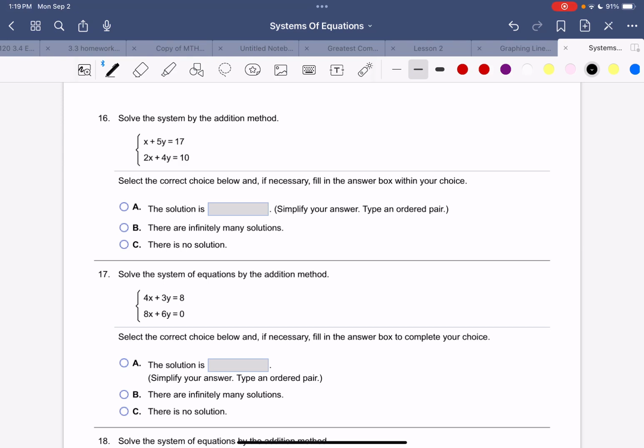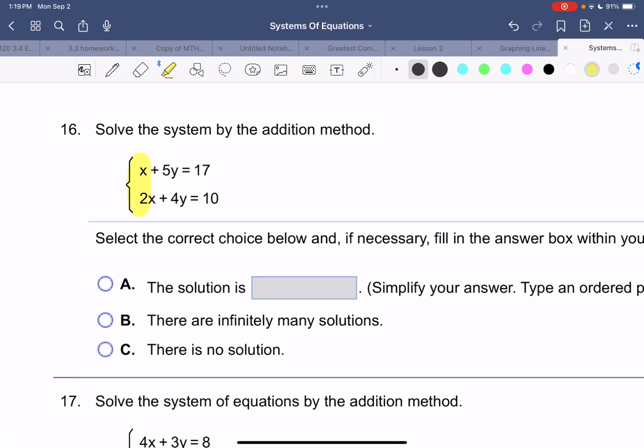So now I'm going to solve the system by the addition method. And remember, in the addition method, your goal is to get opposite coefficients. So if the bottom one has a 2x, I need the top one to have a negative 2x. So I'm going to multiply this whole equation by negative 2.